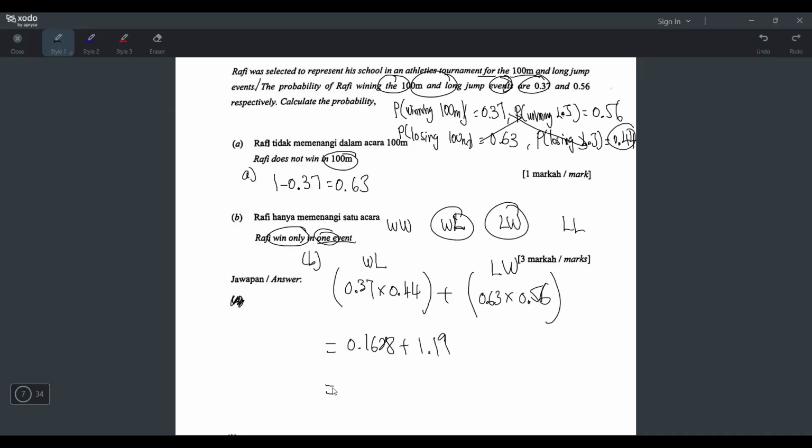Okay, my calculator gives me 1.3528. Wait, I think I did something wrong. 0.37 times 0.4. Okay, wait, 0.63 times 0.56. Okay, I made a careless mistake here. This is not 1.19. Where got probability more than one?